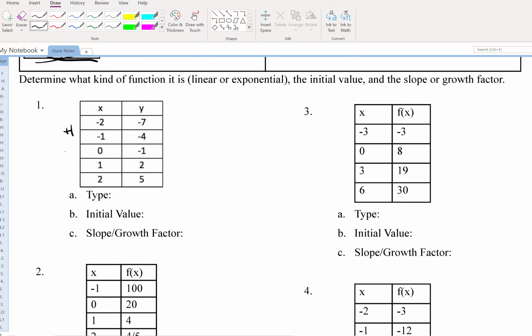Well, these are all plus 1, plus 1, plus 1, plus 1. But this one, let's see, to go from -7 to -4, isn't that plus 3? And from -4 to -1, that's also plus 3. And that's plus 3. And that's plus 3. Therefore, this is linear. And its initial value is -1, because that's when x equals 0. Your slope or your growth factor, you've got to choose one. It's a slope because it's linear. It's not a growth factor. So slope is change in y over the change in x. That's 3 over 1 or just 3.